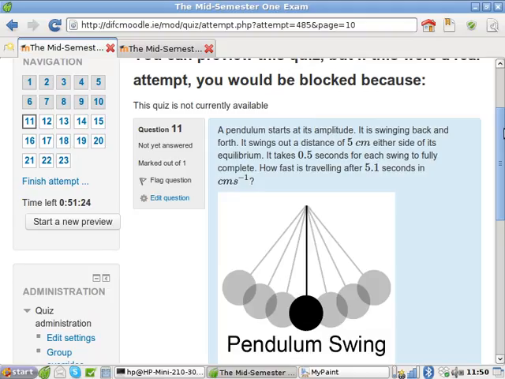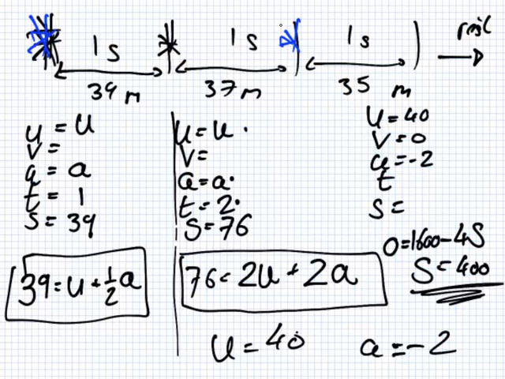A pendulum starts at amplitude. It's swinging back and forth. It swings 5 centimeters either side, and it takes half a second for each swing to fully complete. How fast is it traveling after 5.1 seconds in centimeters per second? So, what number is this now? 11.